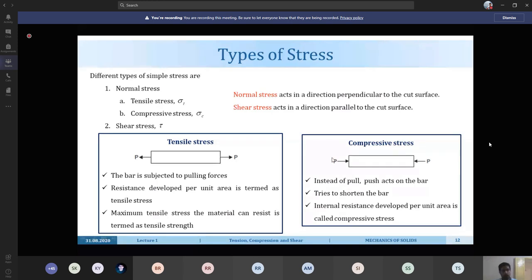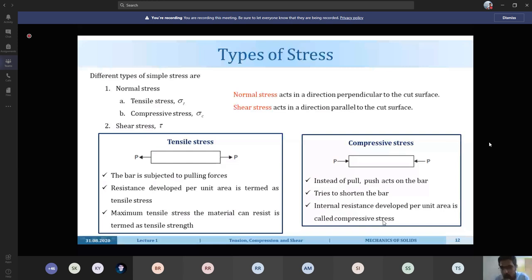Similarly, if instead of a pulling force we are pushing towards each other, see, the load P is pushing each other, then it tries to shorten the bar, like the length will reduce. As a result, the internal resistance developed per unit area is called compressive stress, and the maximum compressive stress the material can resist is termed as compressive strength.